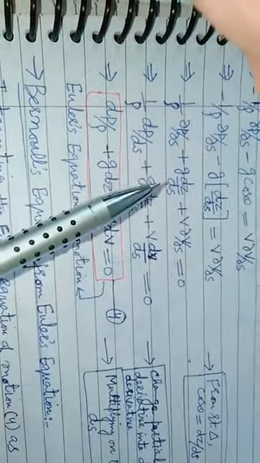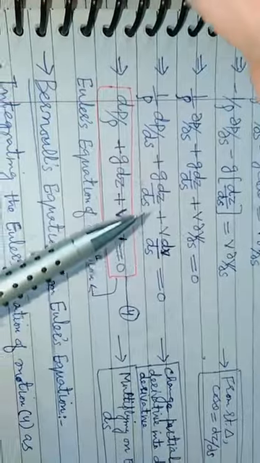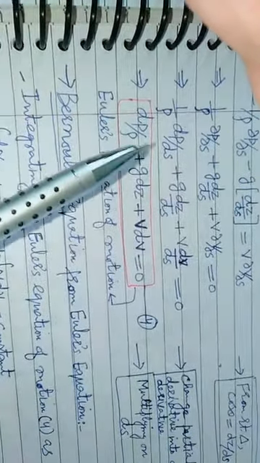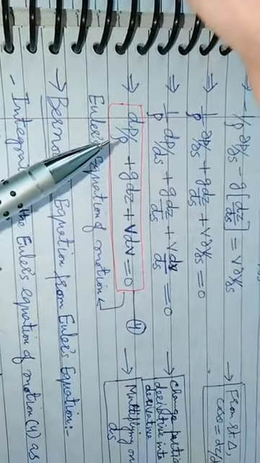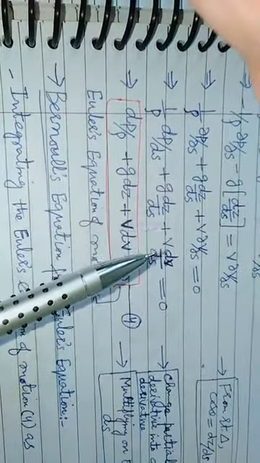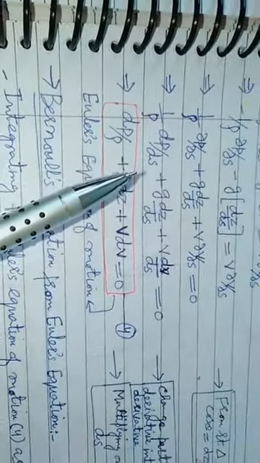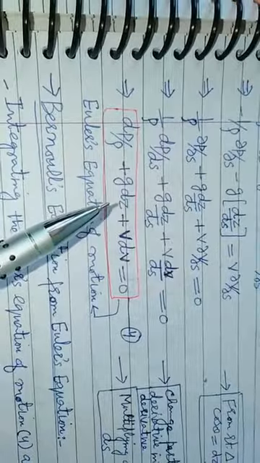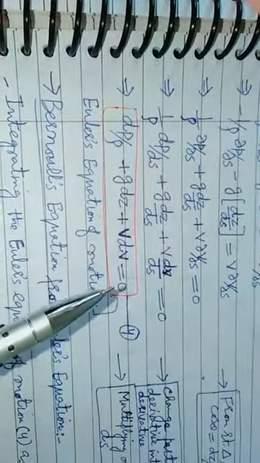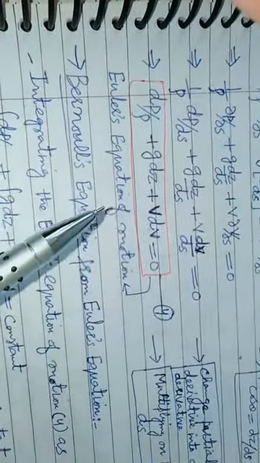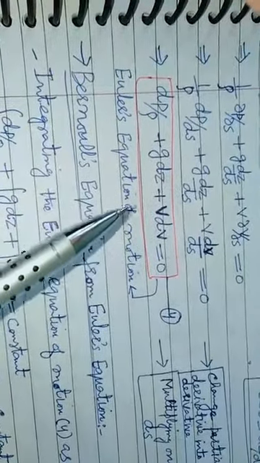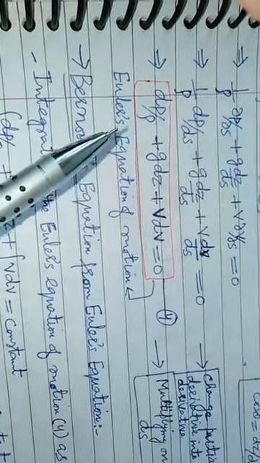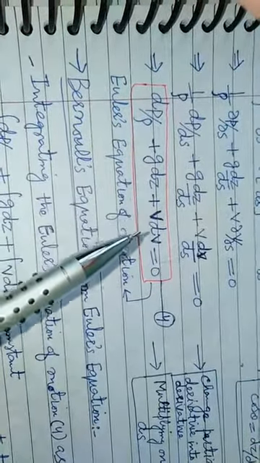You can change the partial differentiation into direct differentiation and write this equation in terms of d. Multiplying the equation on both sides by ds, this will be dp by rho plus g into dz plus v into dv. So this is equation 4, and this is Euler's final equation of motion: dp by rho plus g dz plus v dv is equal to 0.